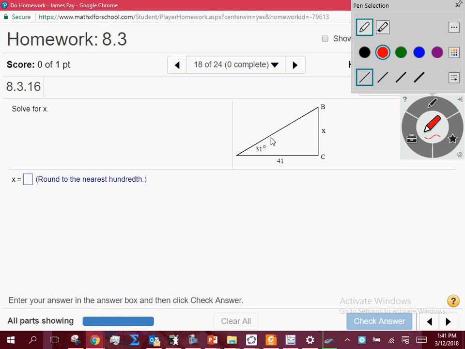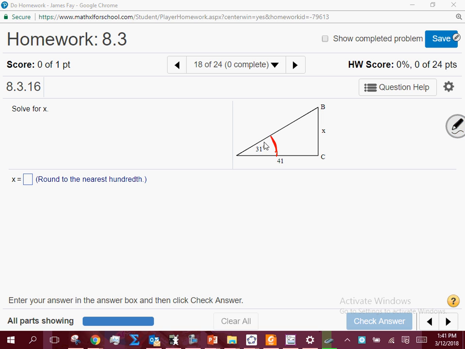Working with this one, we've got this angle of 31 degrees, right? The angle that you're going to use is going to dictate the side and how you label those sides. So what would you call X in regards to 31? Opposite. What would you call 41? That's the adjacent side, okay?